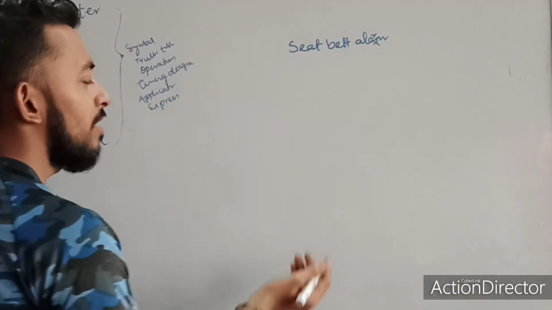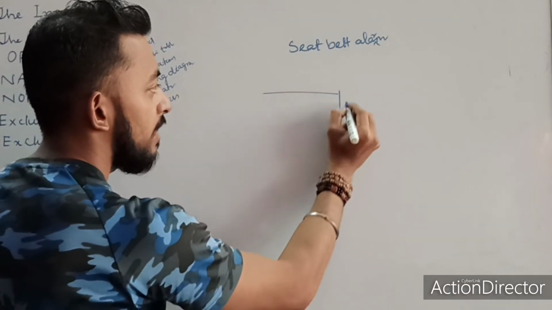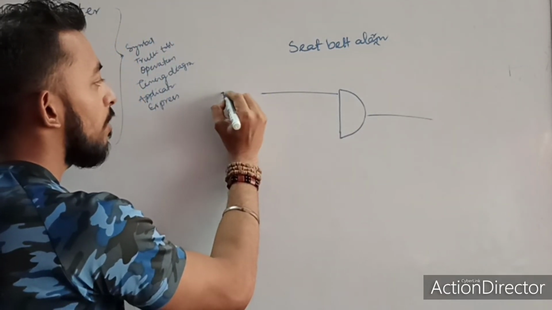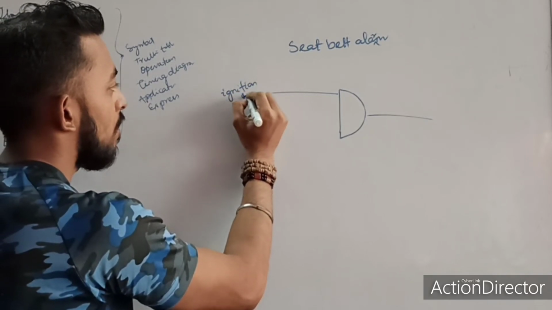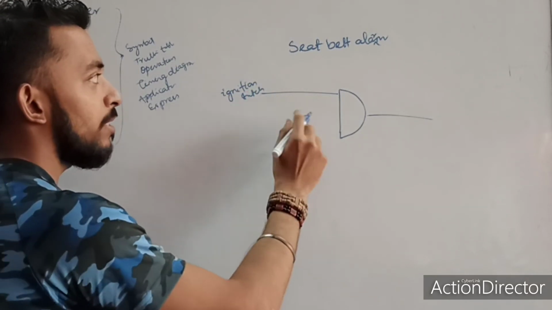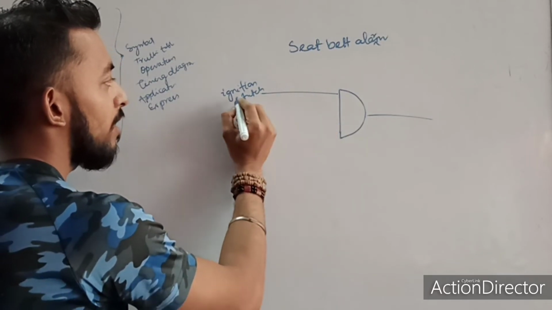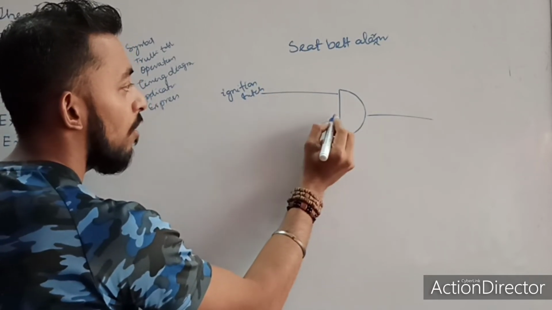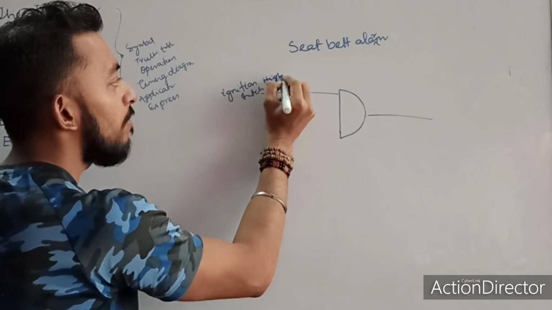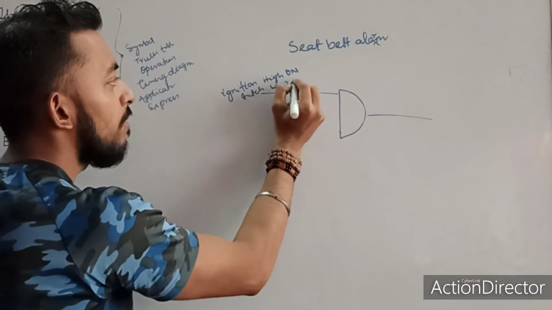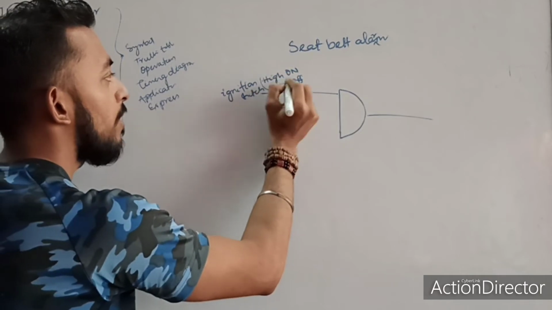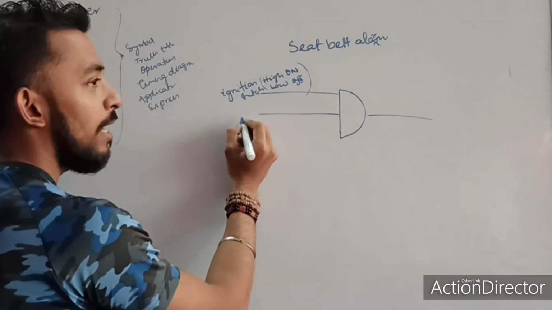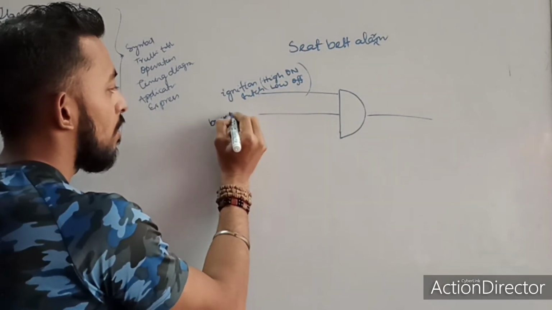Okay, what does it mean? Suppose here is an AND gate, and to the AND gate 3 inputs are given. One input is from the ignition switch. Suppose a driver is riding the car, and this is the ignition switch. He turns on the key, and the car starts. It means it is on. So when it is on, it will give me a value high. When the switch is off, or this lock is off, it will give me a value low. And the second input is whether the driver has buckled the seat belt or not.